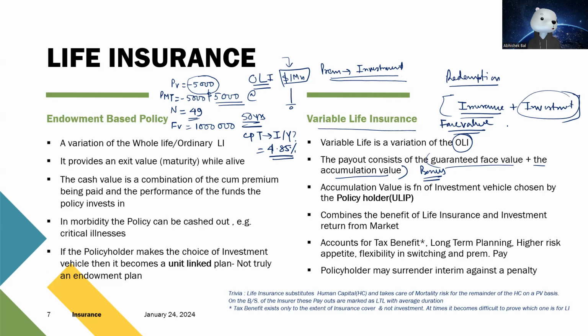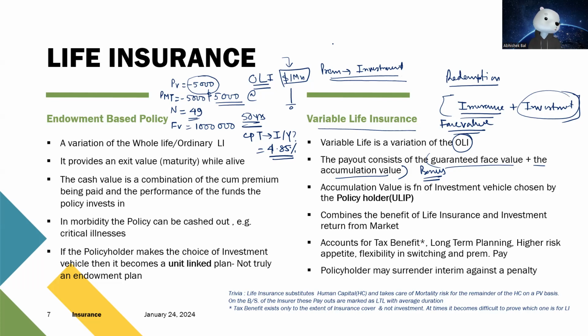If he is a young person, maybe he would be risk seeking, and in that case, he may want his corpus to grow as much as possible. And in that case, he may pick a risky proposition. That means he may ask his insurance company to invest his premium into risky investments. Some portion of it, not all of it.